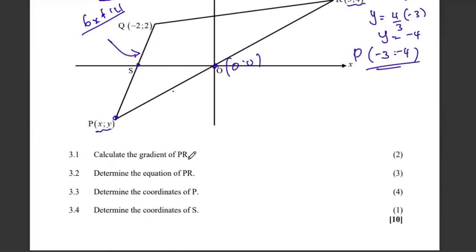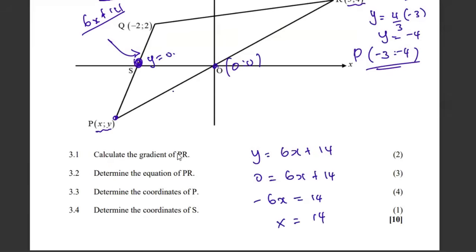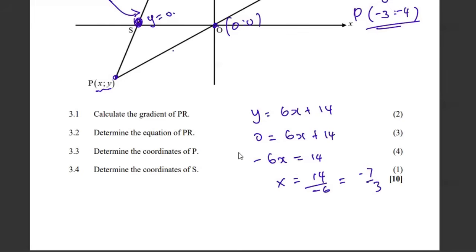3.4, determine the coordinates of S. You know that S is the x-intercept, and then at S, y will be 0. So from the equation, y is equal to 6x plus 14. If I replace y with 0, and then I move the 6x to that side, negative 6x is equal to 14, which means x is 14 over negative 6, which is negative 7 over 3. But since they want the coordinates, write it in coordinate form. Okay, so that is how we do it in that case.